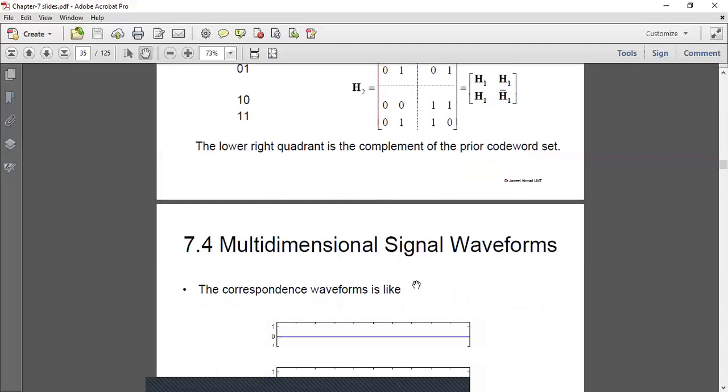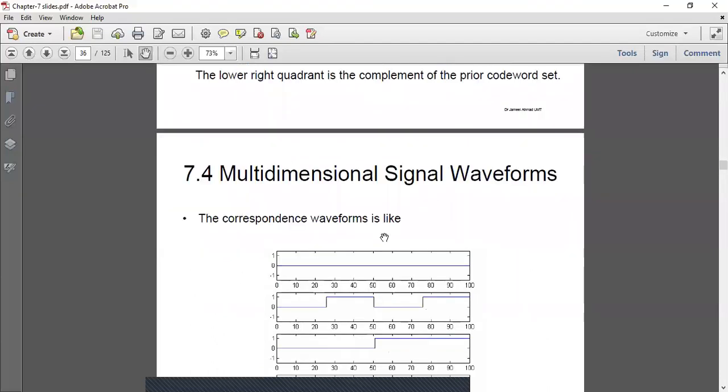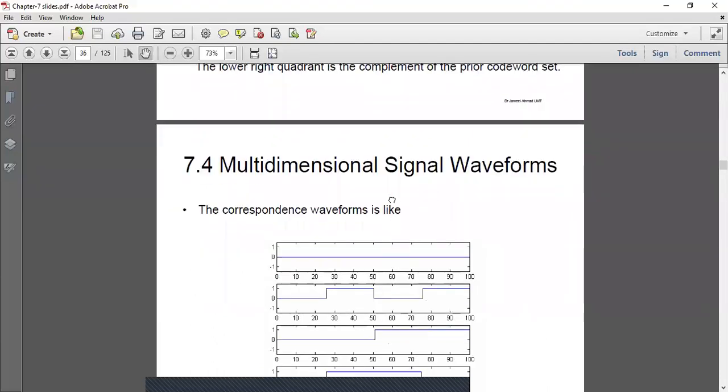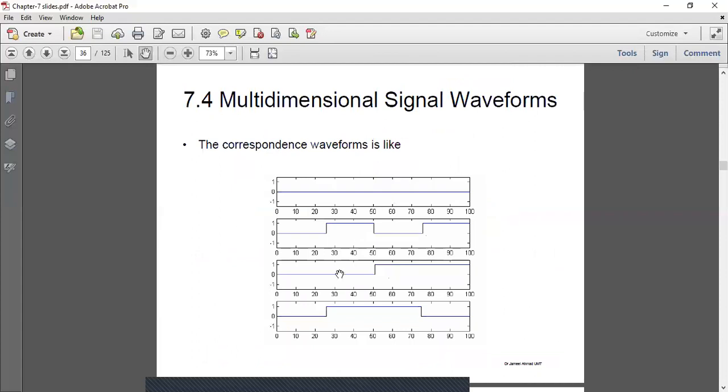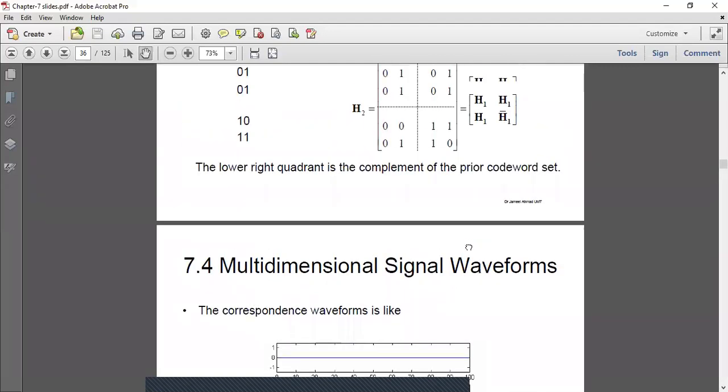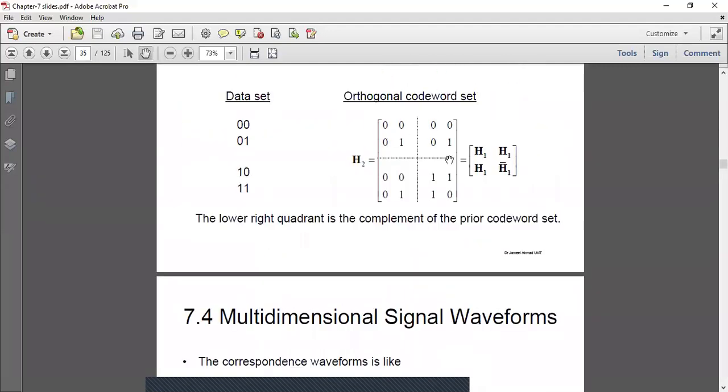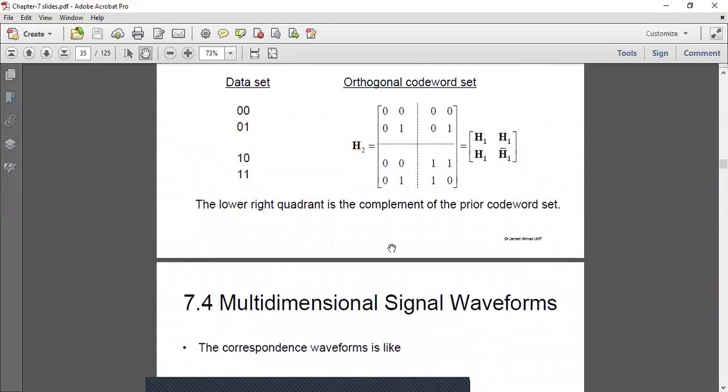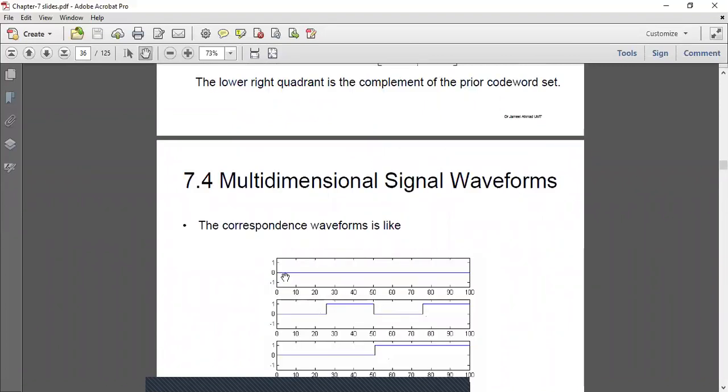The corresponding waveform looks like this. So we have now four signals, S1, S2, S3, and S4. How are these waveforms generated? These waveforms can be generated using the Hadamard matrix. So take the first row, 0, 0, 0, 0. So you will have this waveform.